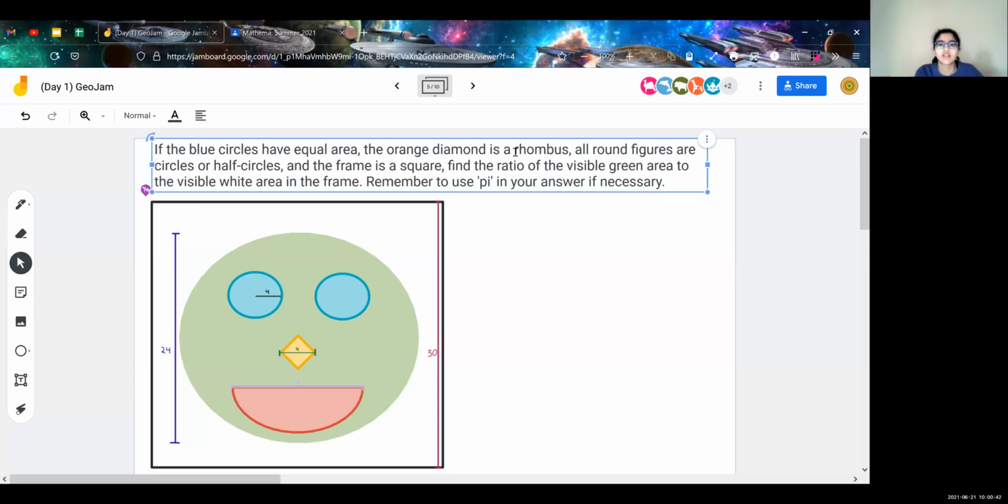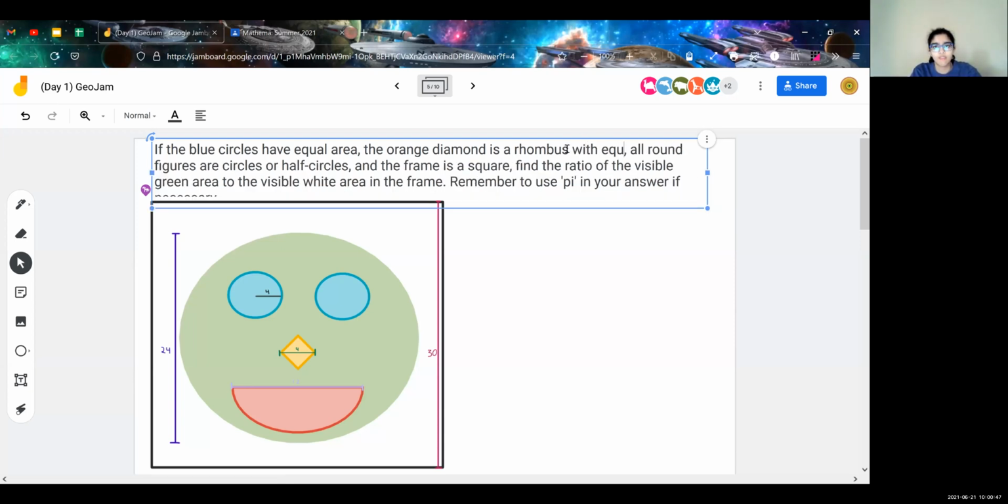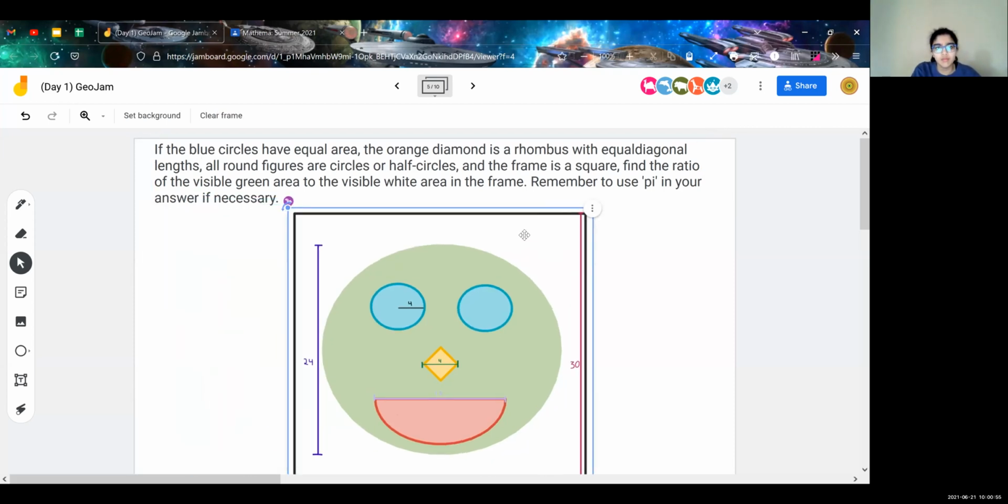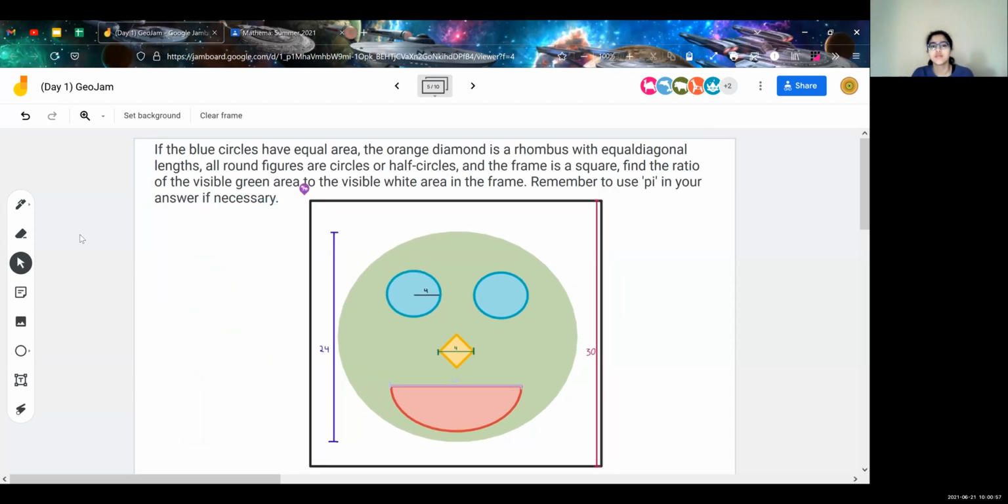I'm just going to edit the question. Okay, so the diagonals of the rhombus are equal to each other. So yeah.